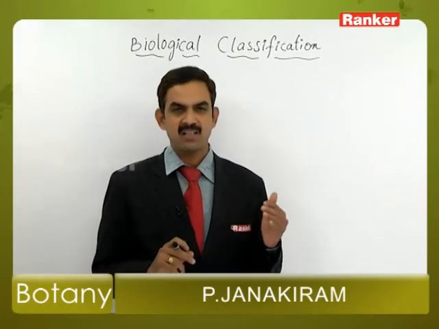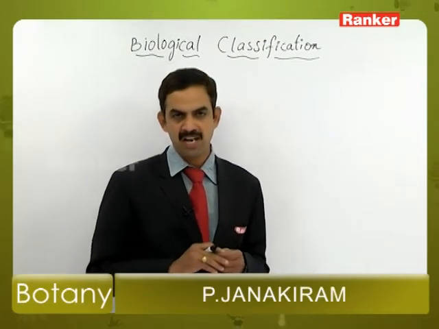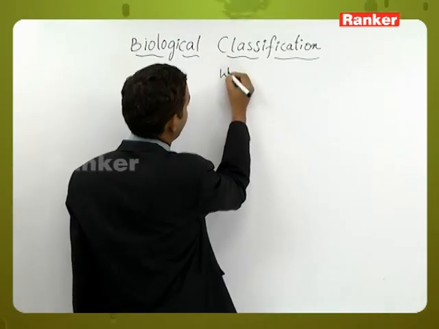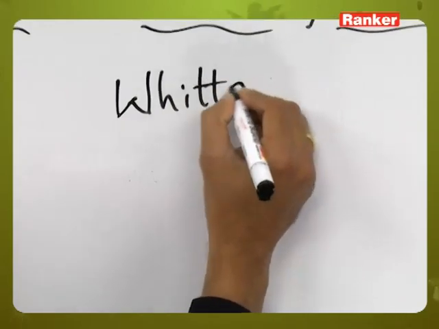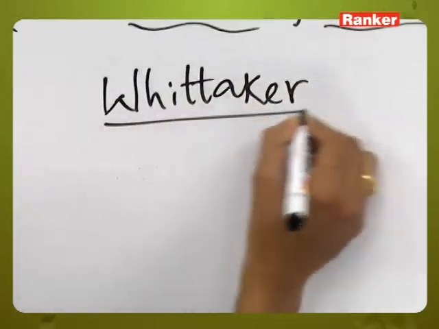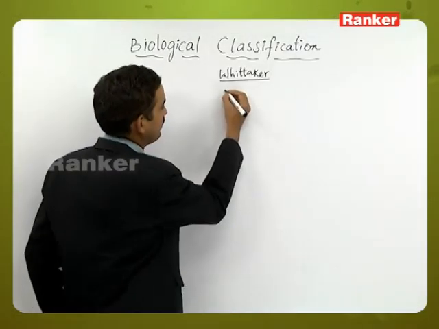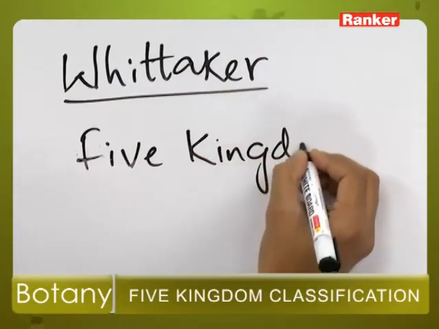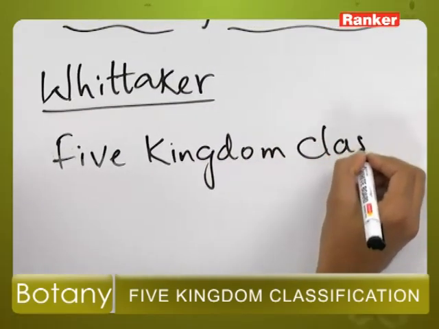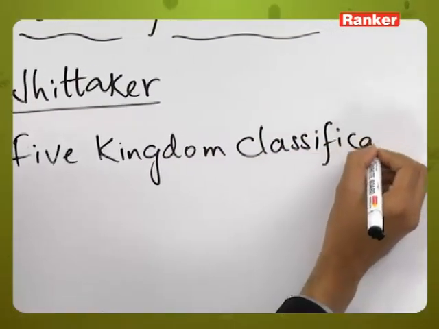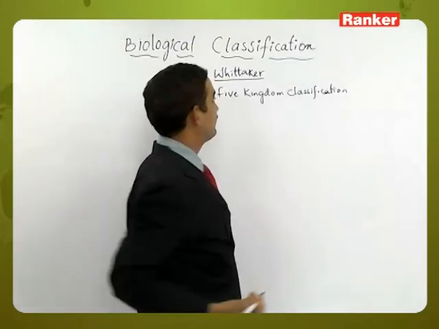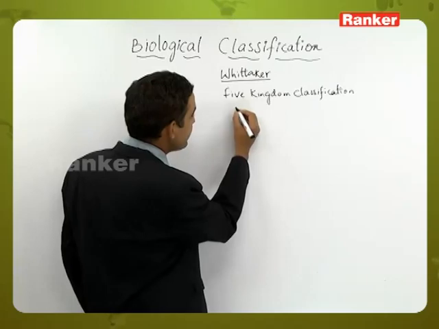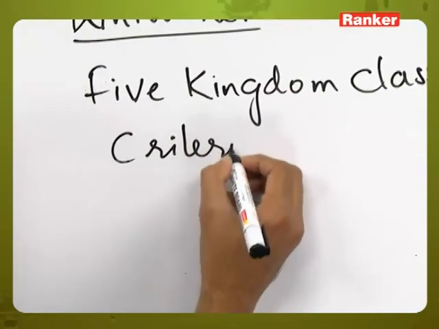Likewise, many scientists had tried to give classifications starting from civilization. So likewise here, what happened? The next one is the Whittaker classification. Whittaker had given a classification called the 5 kingdom classification. He had categorized the living organisms into 5 kingdoms, and what was the criteria that was followed by this scientist?